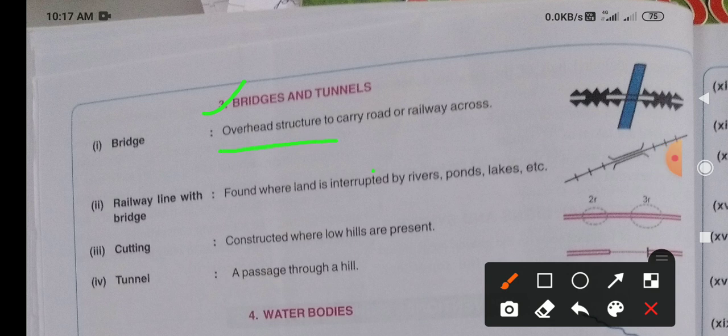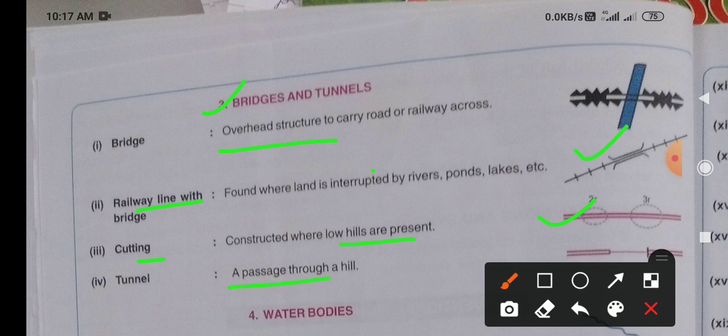If it is a flyover, then it will be found in this way. And a railway line with a bridge, all this will be found in this way. So please try to see. Then cutting, then constructing where the low hills are present. In that type of case it will be found in this way.